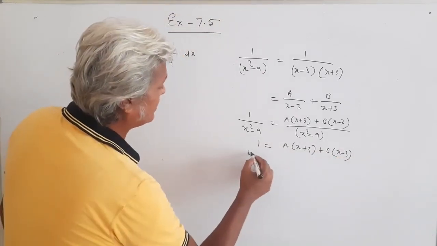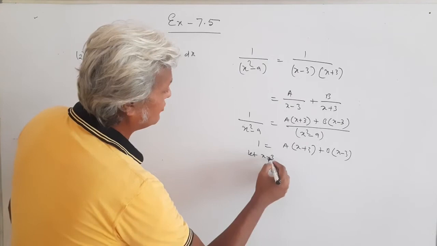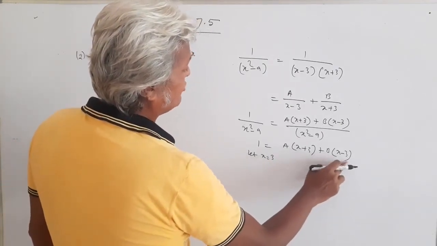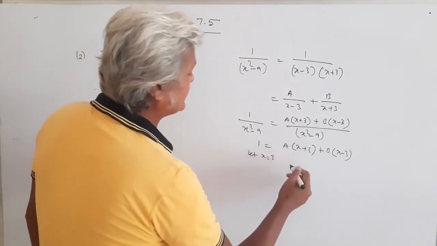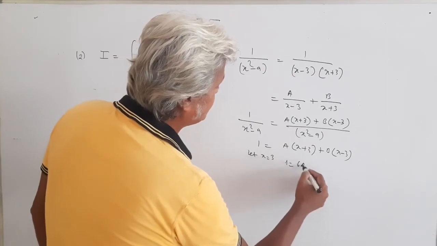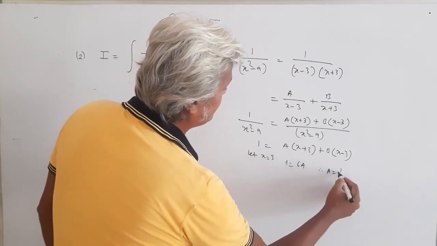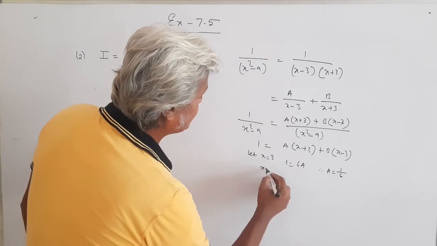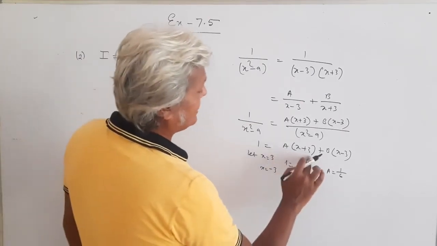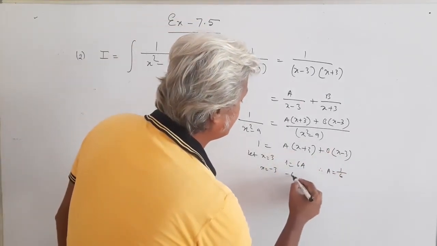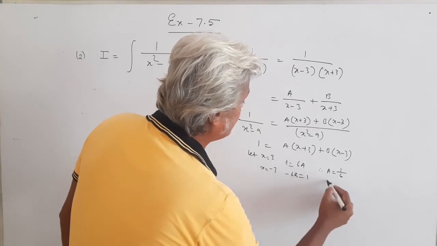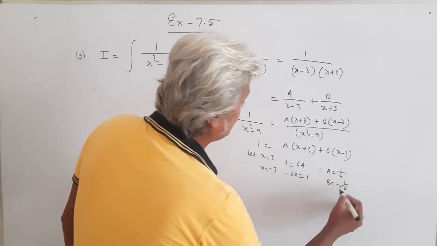Let x equal to 3. So 3 minus 3 is 0, and 3 plus 3 is 6. So 1 is 6a. Therefore a is 1 over 6. When x is minus 3, this part vanishes. This becomes minus 6b. Minus 6b is 1. So b is minus 1 over 6.